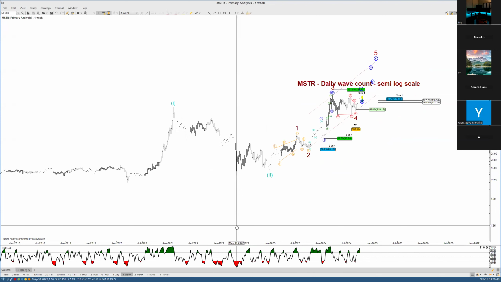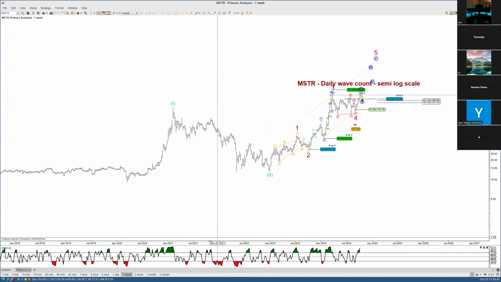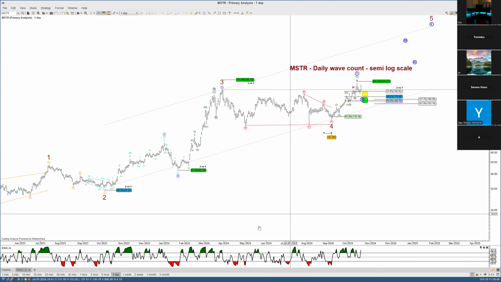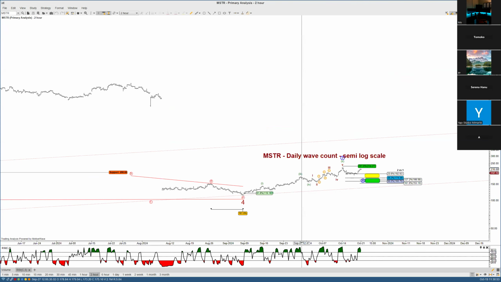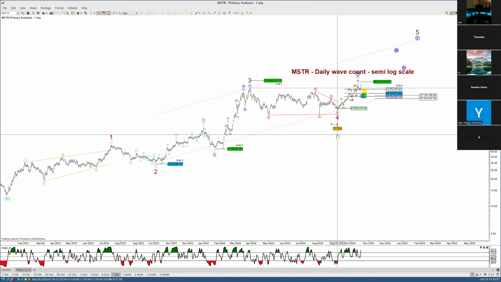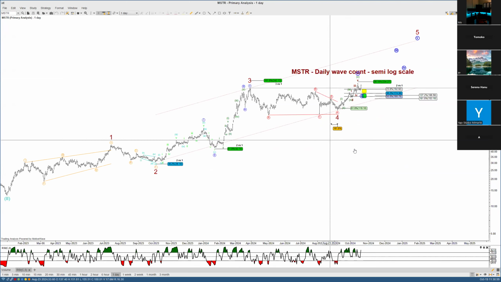Well, MSTR is totally different. There's no comparison with SLV. How are you going to compare a metal market to Bitcoin? MSTR is definitely going to give you a lot more alpha, higher premium, higher premium.